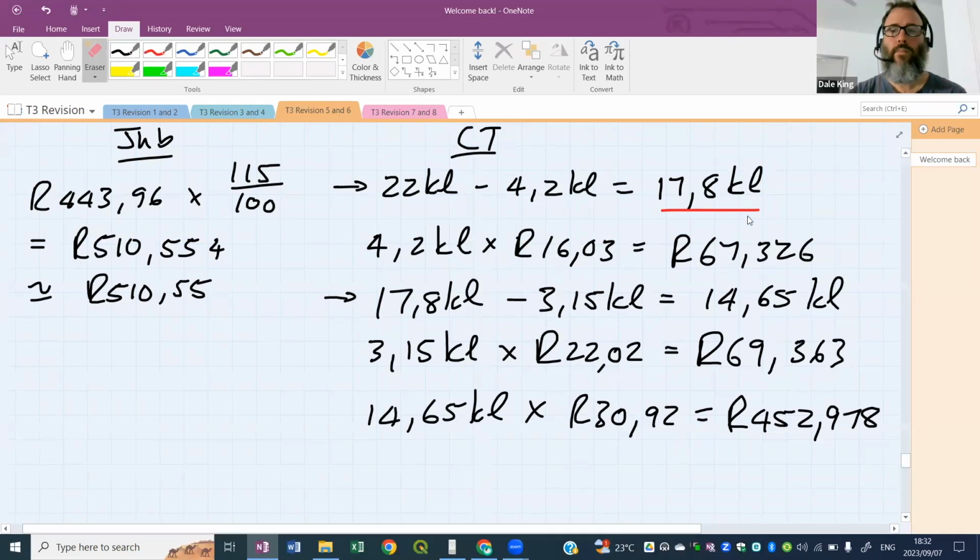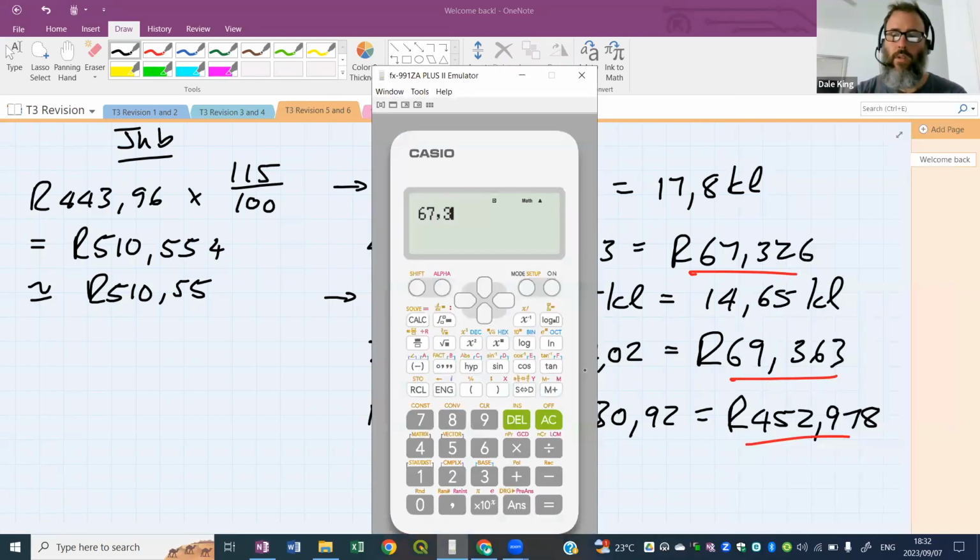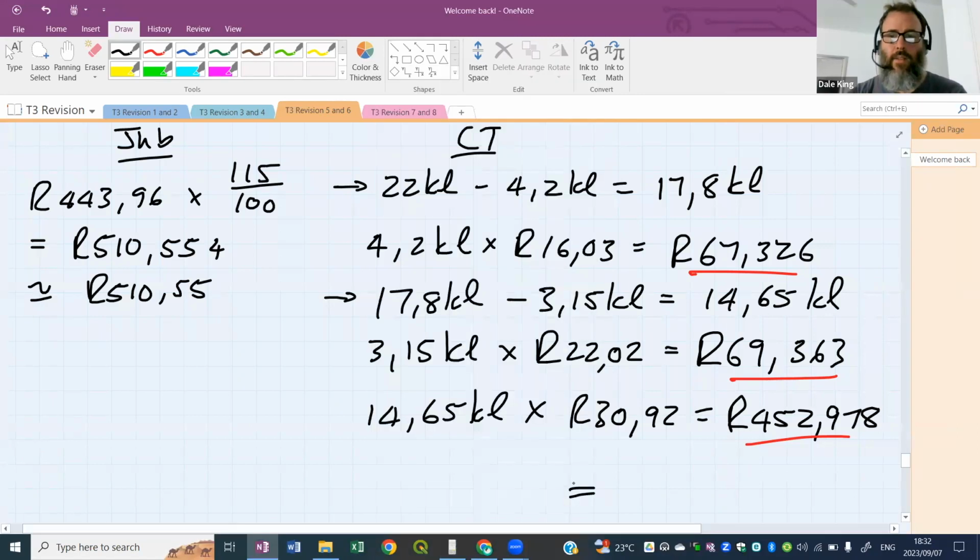You add all of them up. Very good. So now I've got the Rand values for each bracket. There's the one, there's the other, and there's the last one. We add them all up. Guys, I'm not going to write it down, I'm just going to do it on my calculator to save time. You could do it in the exam, all right? But I'm being lazy. So I'm going to say 67.326 plus 69.363 plus 452.978, which is 589.667.